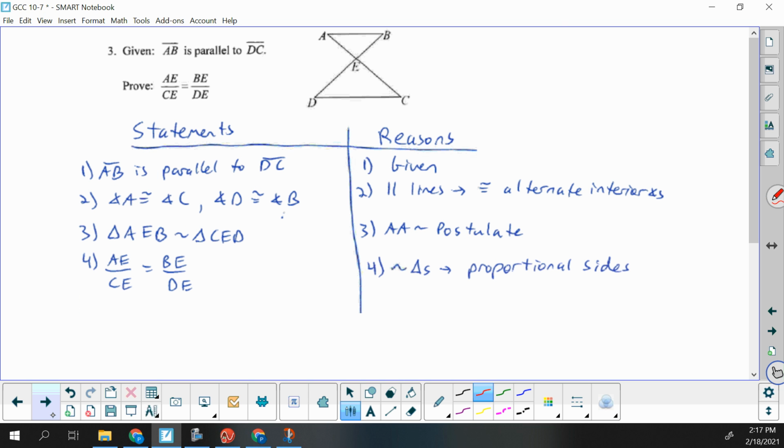In 3, we've got AB parallel to DC, so do your congruent alternate interior angles to get D and B congruent, A and C congruent. So that's the quickest way to do it. You could have just done one pair and then also done vertical angles if you wanted. But then we get our angle-angle similarity postulate. We have AEB is similar to triangle CED. And then our proportions, our reason would be similar triangles implies proportional sides.